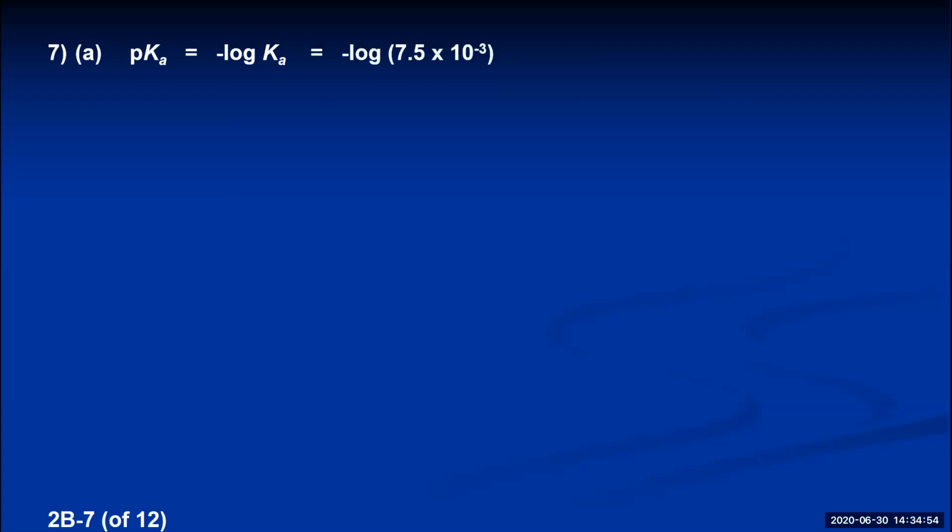It would actually be the Ka1 because they say phosphoric acid. That means H3PO4. So it's the Ka for the first hydrogen being removed. So that's 7.5 times 10 to the minus third. And the negative log of that turns out to be 2.12, and then 49 is guard digits. That's our pKa.